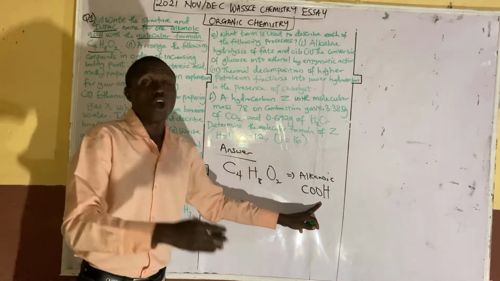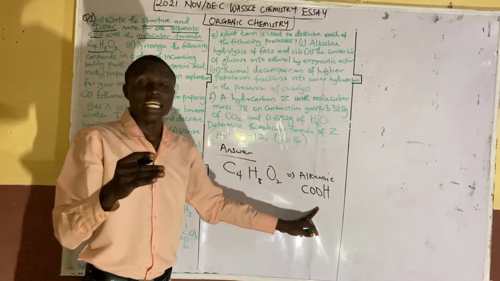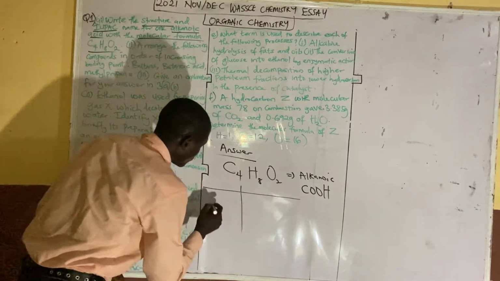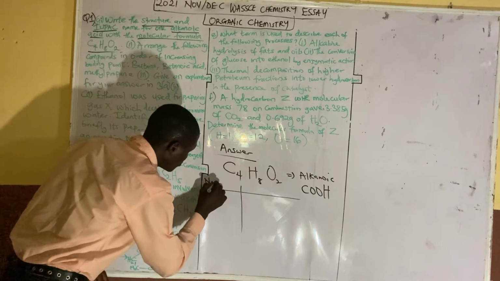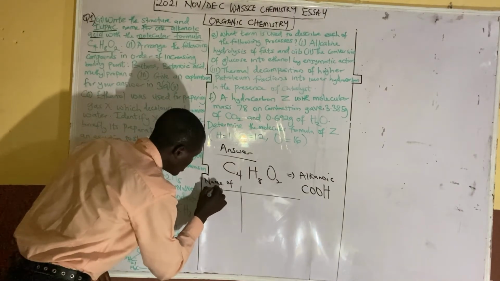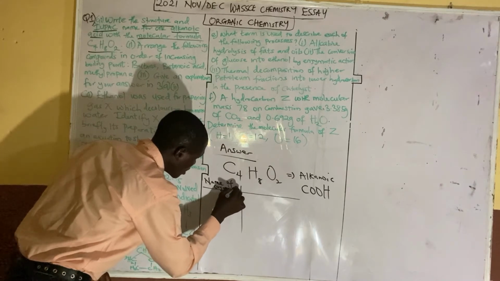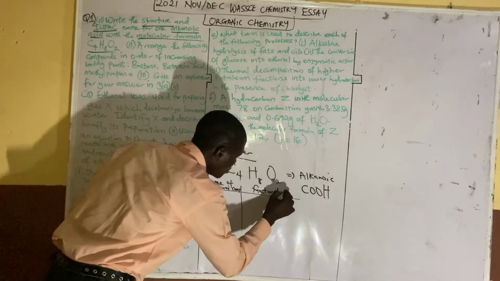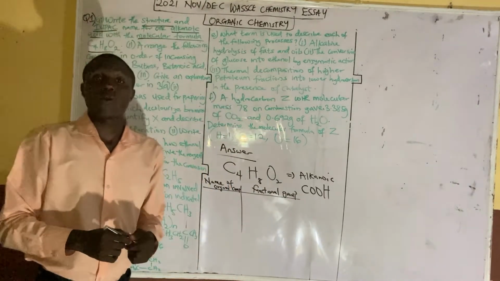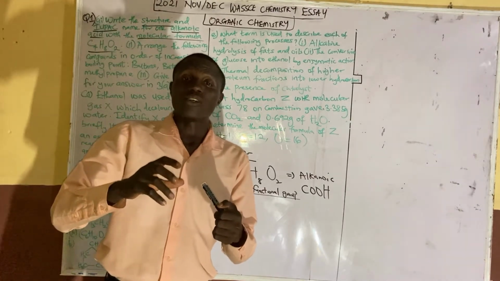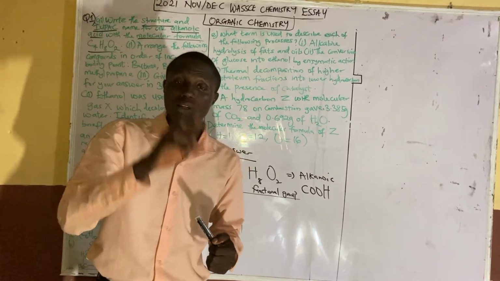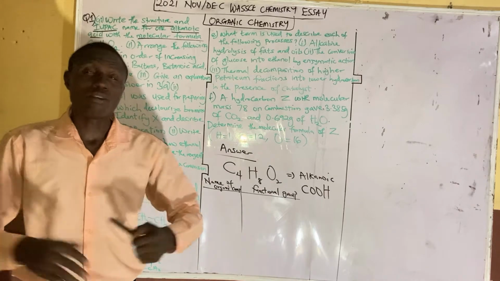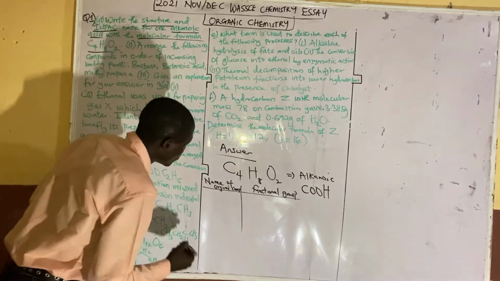I'll quickly brush through all the functional groups that we have in organic chemistry: the names of organic compounds and the functional groups present in them. The functional group is what gives the compound its identity, so that we know which family it belongs to, whether alkane, alcohol, alkene, and so on.